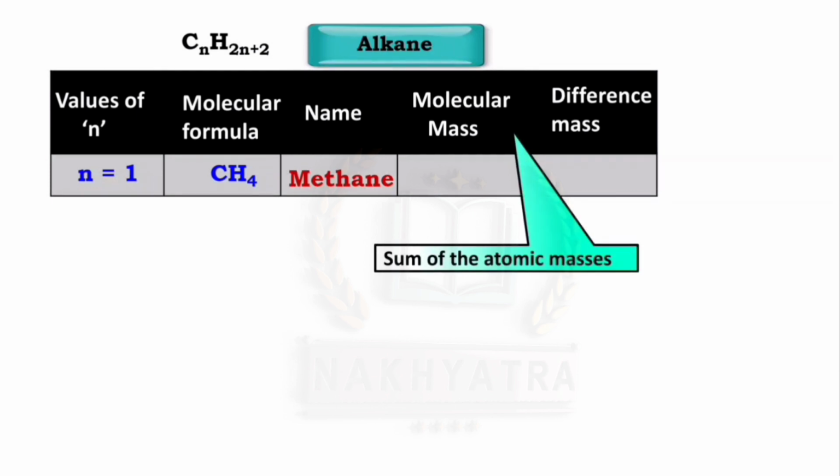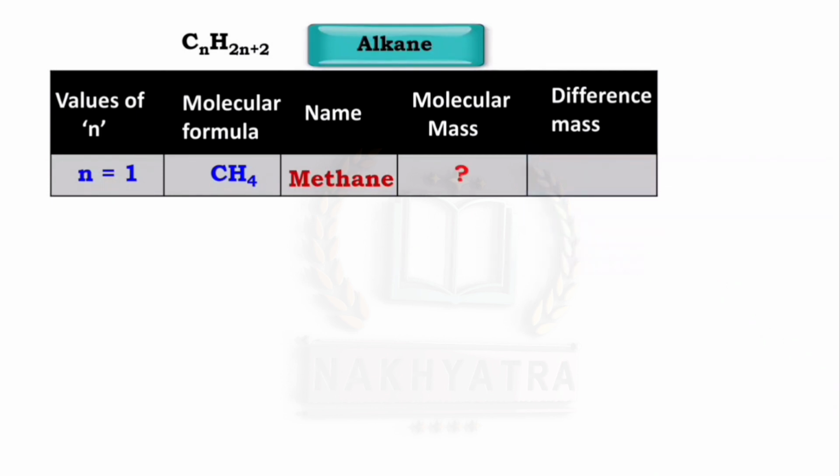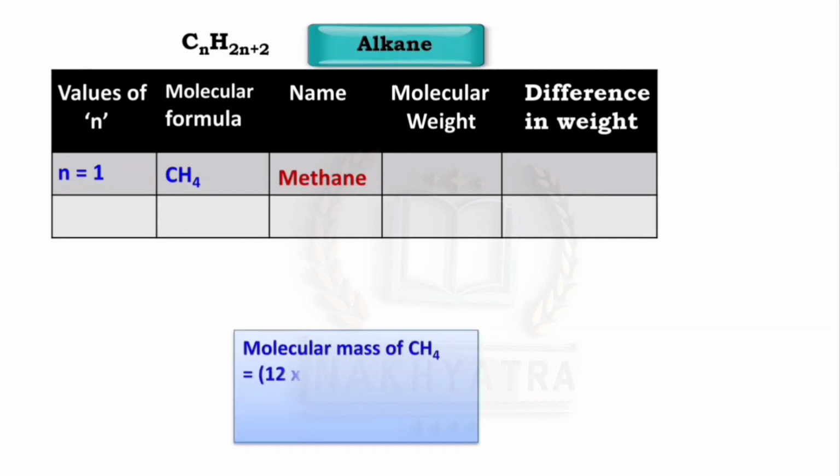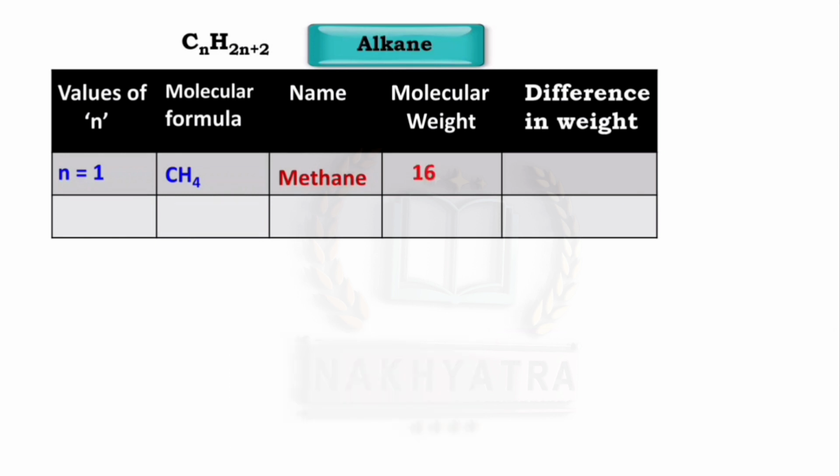Now molecular mass means we have to add the atomic masses. So let's find the molecular mass of methane. It is 12 into 1. 12 is the atomic mass of carbon, and since there is only one carbon atom, it is multiplied by 1. Plus 1 into 4. 1 is the atomic mass of hydrogen, and since there are 4 hydrogen atoms, it is multiplied by 4. So 16 is the molecular mass of methane.